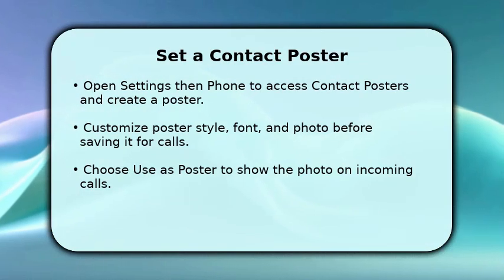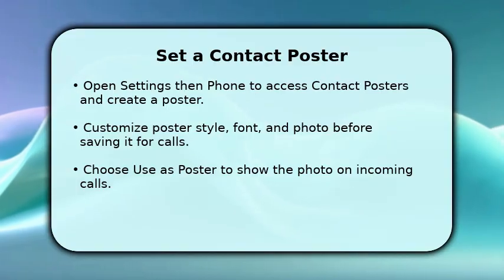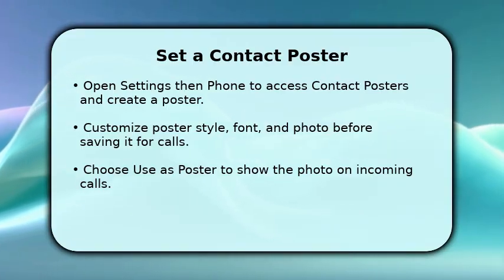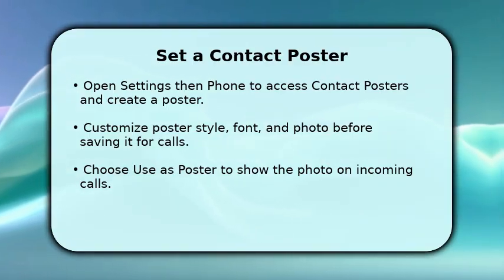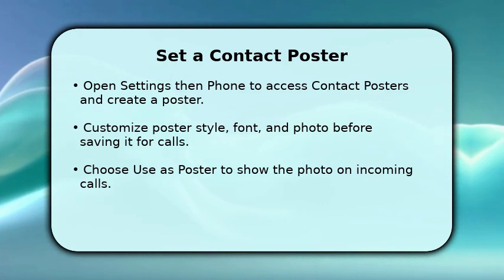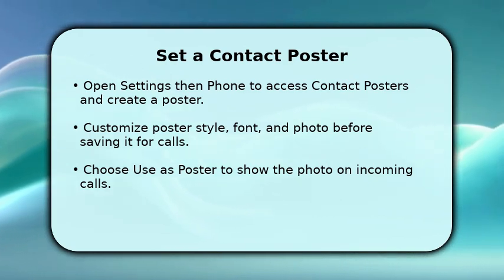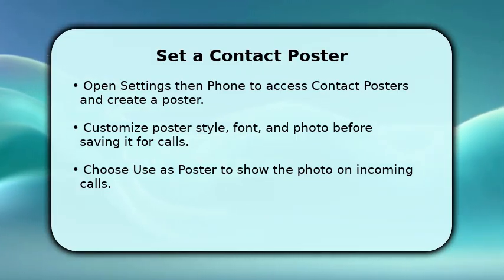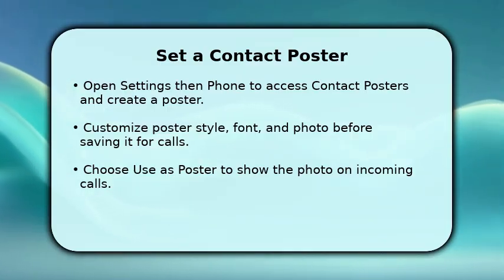Open Settings and scroll down to Phone to find Contact Posters in iOS 17. Tap Contact Posters and then tap Create New Poster to start a custom design. Pick a photo or emoji and select a layout that fits your photo composition. Adjust font, color, and text placement to keep the image readable during calls.